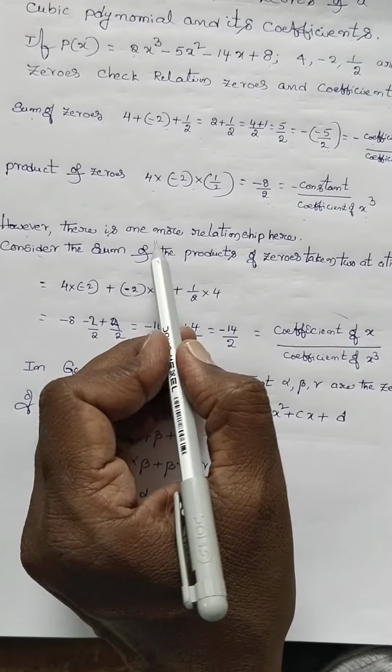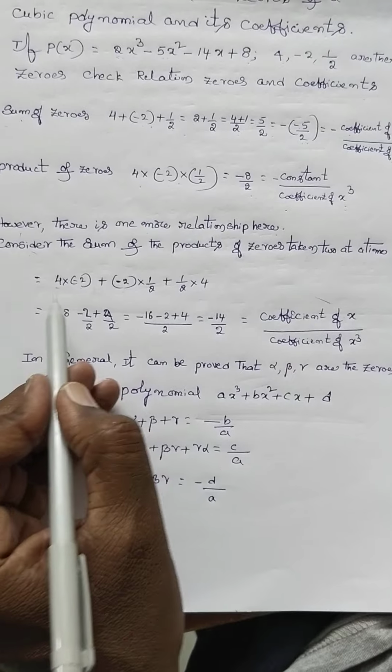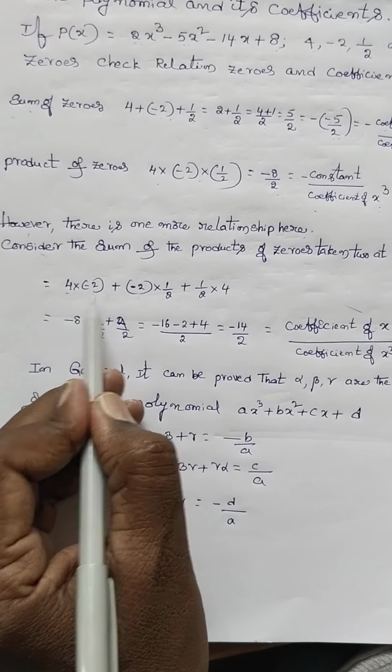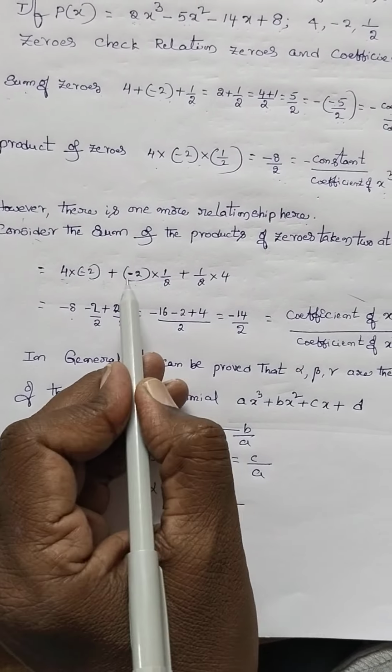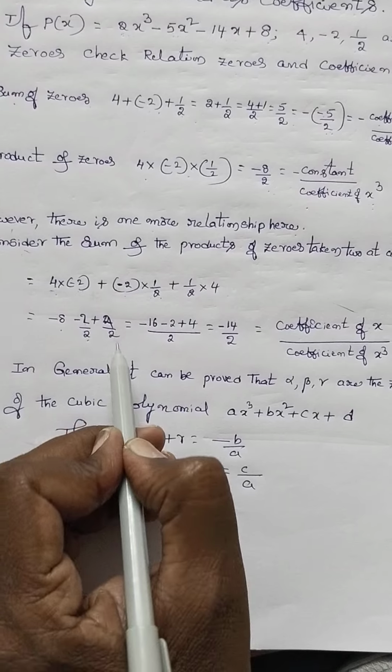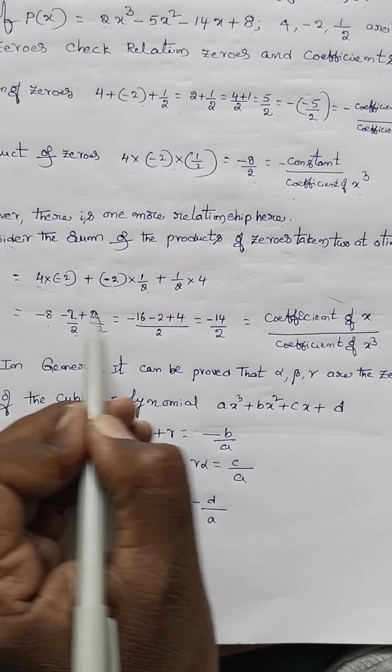However, there is one more relationship here. Consider the sum of the product of the zeros taken two at a time. If we take the products two at a time and add them, the relation to the coefficients comes in this way. 4 into minus 2, the first two zeros' product, is minus 8. Second, minus 2 into 1 by 2 is minus 2 by 2, plus 1 by 2 into 4 is 4 by 2. Take LCM: 2 eights are 16, minus 2 plus 4.